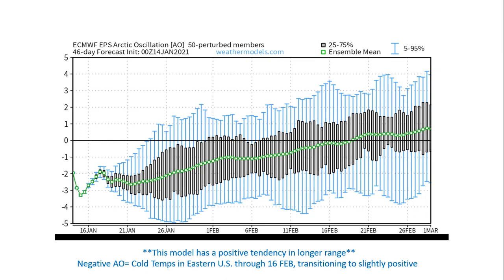European EPS, AO, 50 perturbed members, this one goes out further, out 46 days. As a reminder, this particular 46-day model tends to have a positive tendency in the longer range, I've noticed. Look at the green line, that shows again the ensemble average, and look at how low that green line is. It doesn't get to neutral until around the 16th of February, and then eventually slightly positive after that. So a negative AO, noticing the theme here?